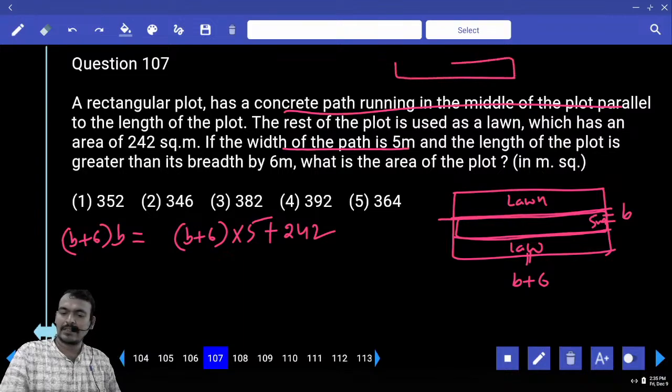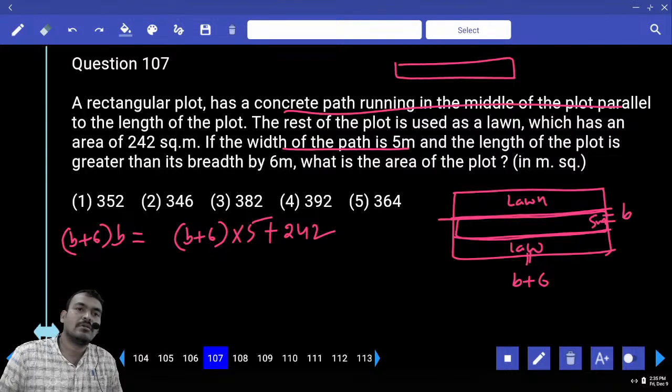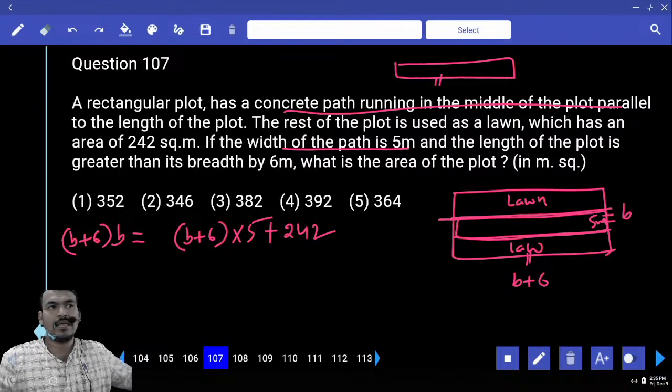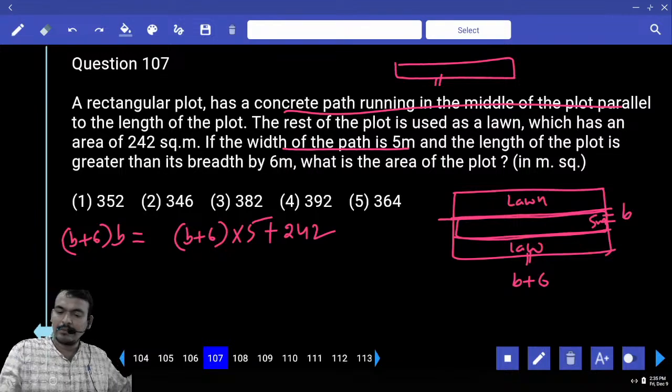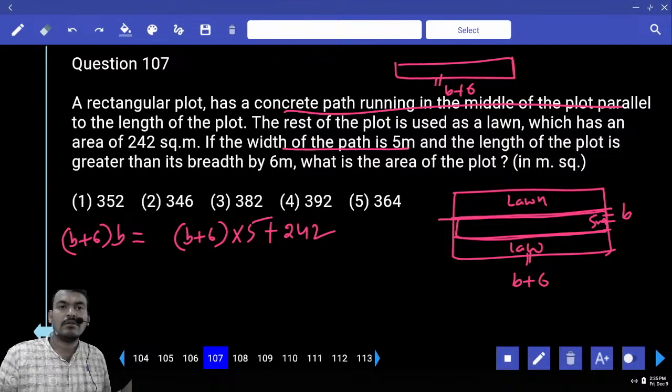It is a concrete path, rectangular in shape. It is parallel to the length of the plot. The length of the plot is B plus 6. The width value is 5, so the breadth value is 5. Left hand side is the total area, and right hand side is the path area plus the lawn area.